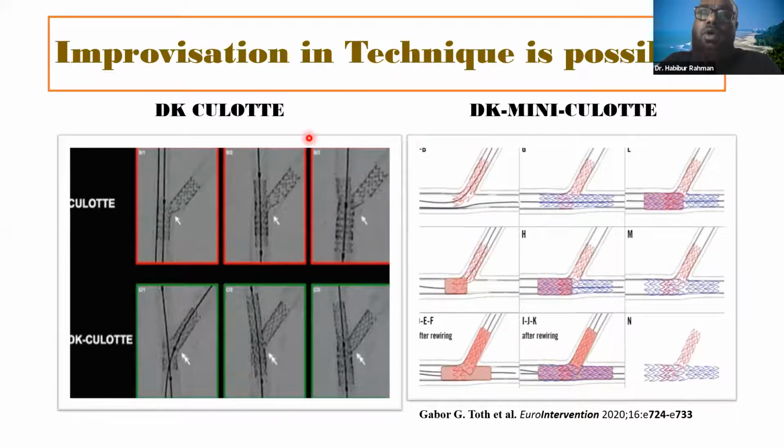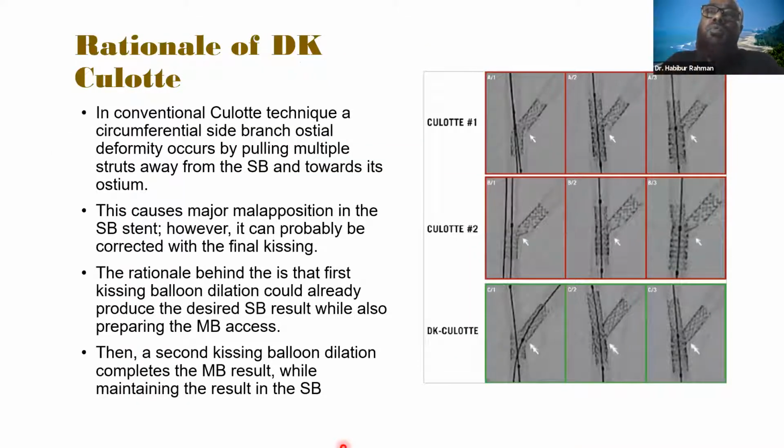What is DK culotte? In culotte, there remains some circumferential deformity in the side branch ostia. But in DK culotte, this deformity does not remain. So what is the rationale of DK culotte? In the conventional culotte technique, a circumferential side branch ostial deformity occurs by pulling multiple struts away from the side branch towards this ostium. These are the deformities.